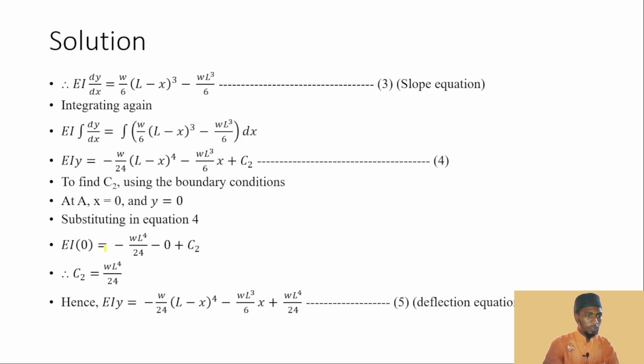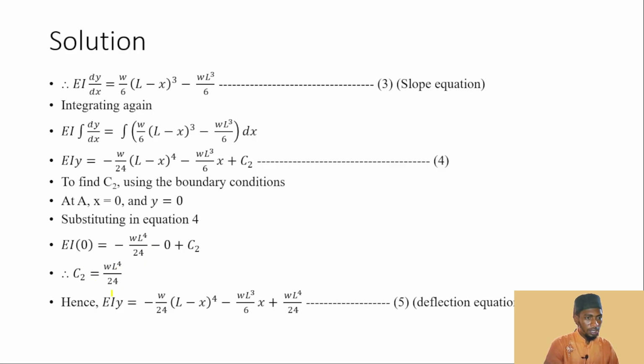That's point A. So substituting in equation 4, we have EI times 0 equal to minus wL⁴/24 minus 0. Why? Because x is already 0, so we remove x. Then plus C2, and making C2 the subject of the formula, C2 is going to be positive wL⁴ all over 24.